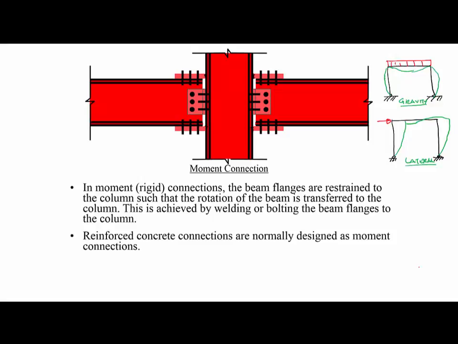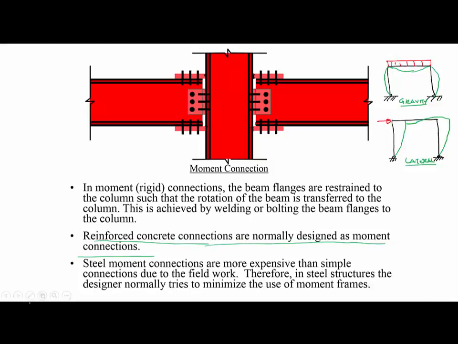Reinforced concrete connections are normally designed as moment connections. Then typically for reinforced concrete, we expect to have moment frames or moment connections. Still, moment connections are more expensive than simple connections due to the field work, because when the flanges are connected, then we need to basically connect also the flanges, and especially if we need to do field welding, then it becomes very expensive to create moment connections, having moment frames.